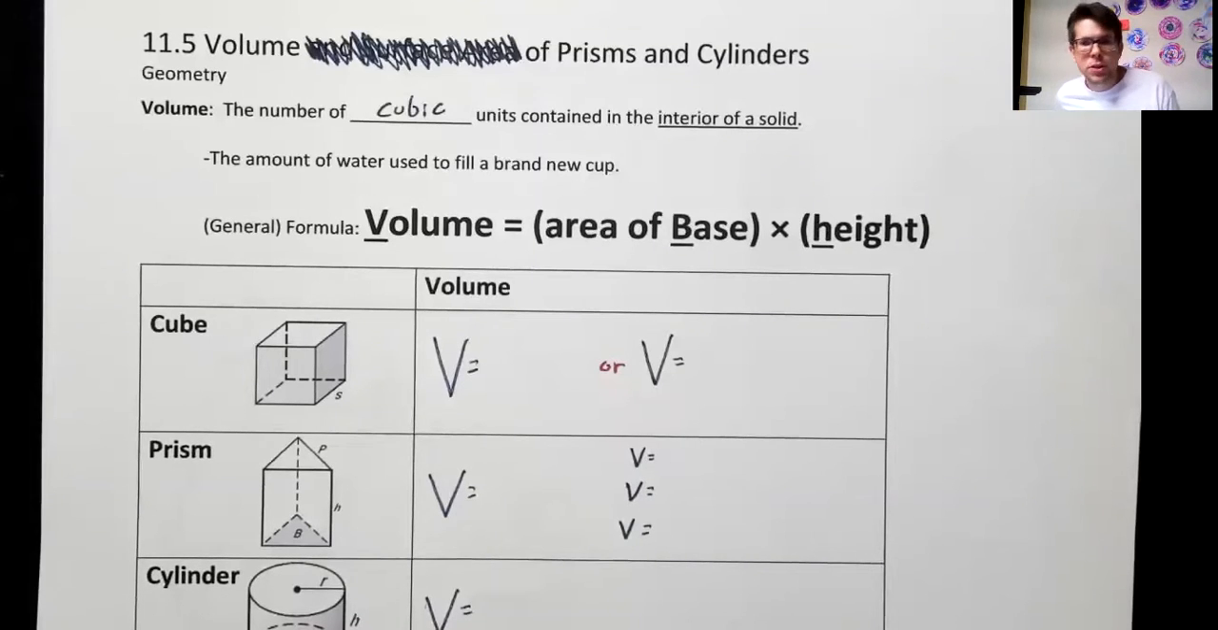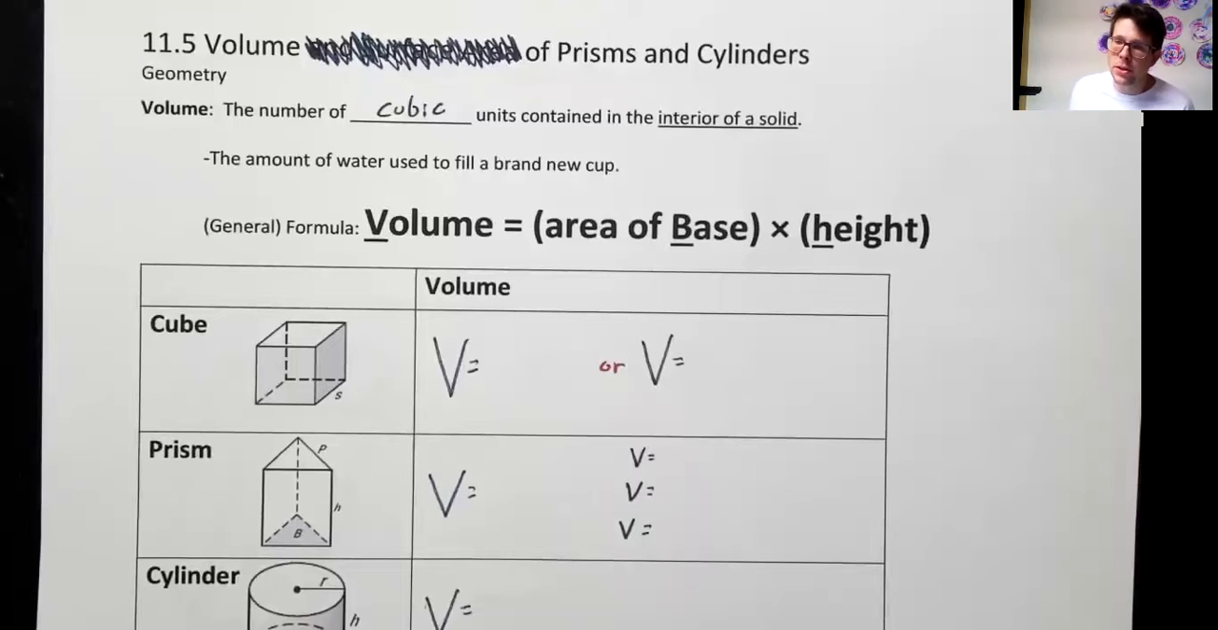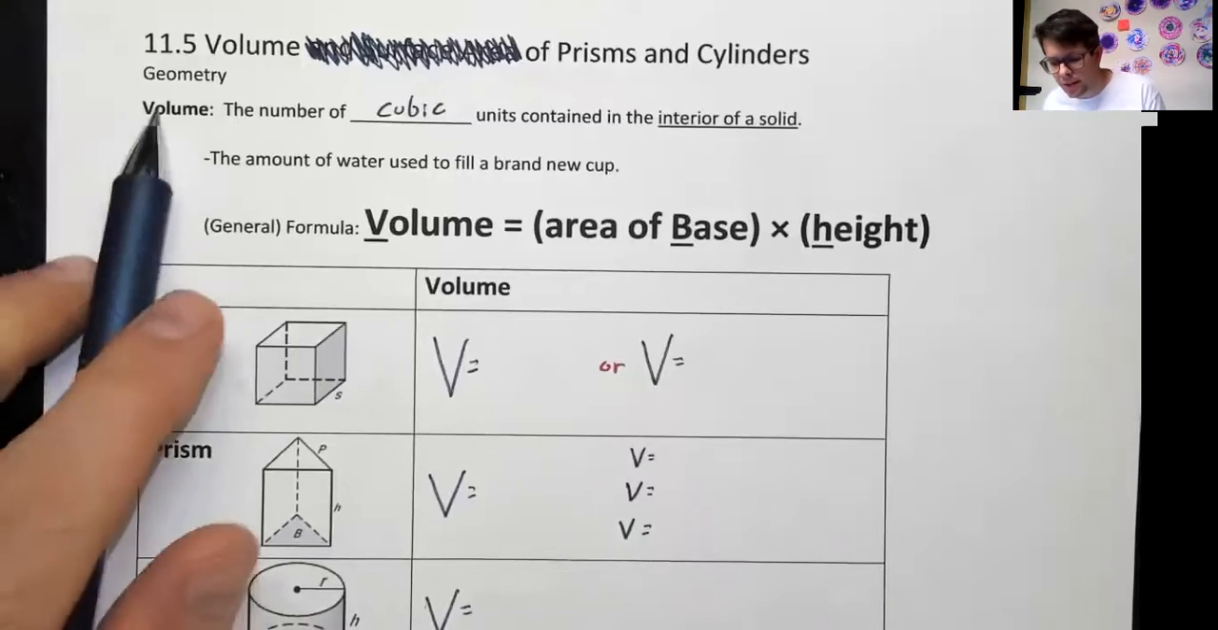Hello everyone, today we're going to talk about section 11.5, which is on more three-dimensional figures and specifically calculating the volume of prisms and cylinders. So we had also talked earlier about pyramids and cones. We're going to save those for a little bit later and just focus on the volume of the prisms and cylinders. So let's discuss volume.